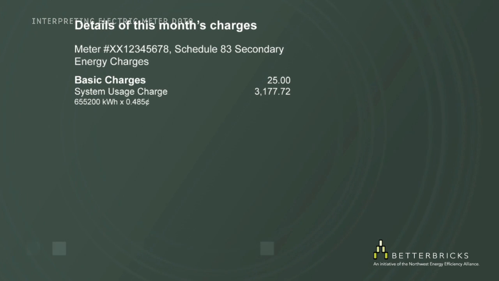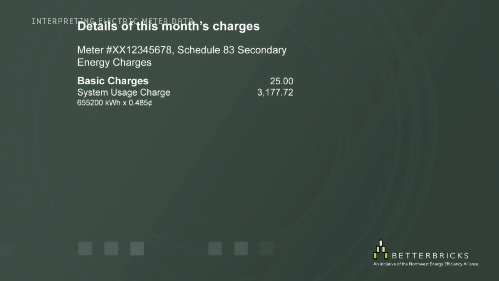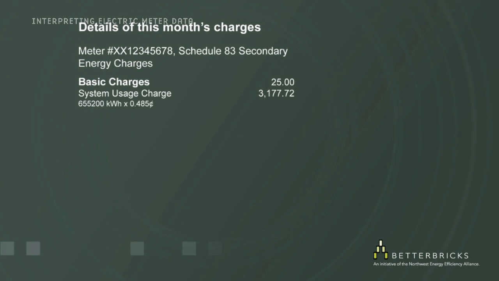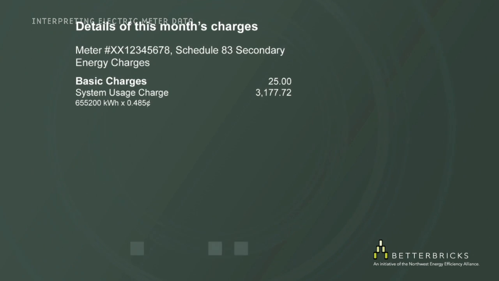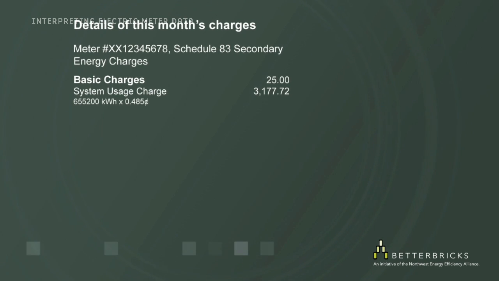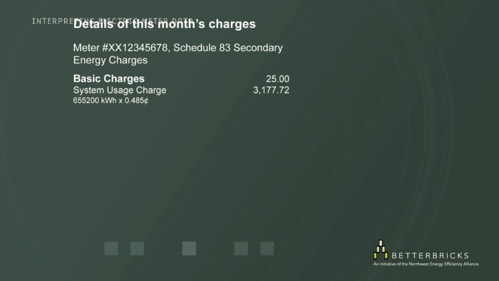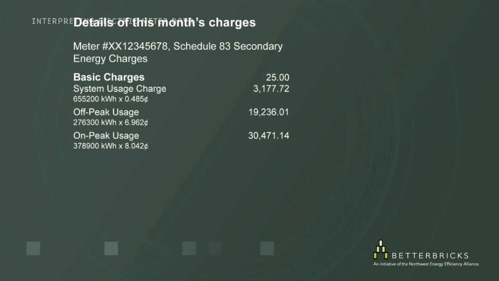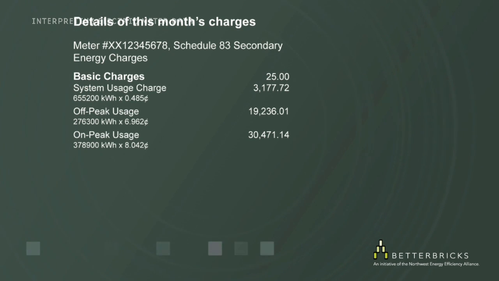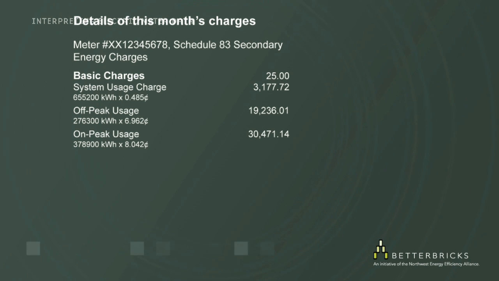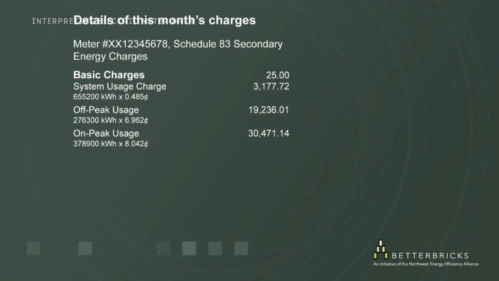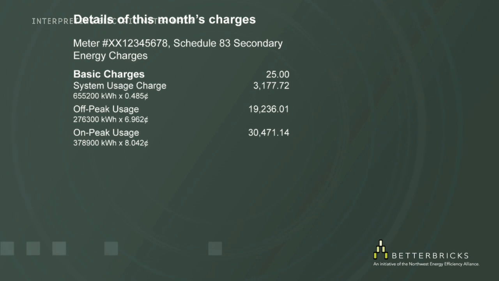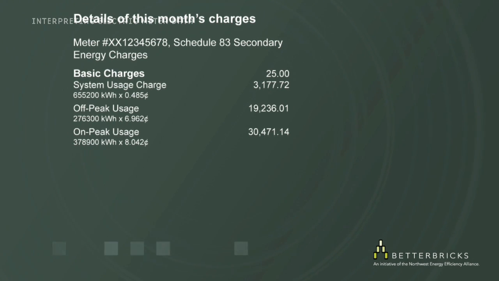So there's a system usage charge that's based on your total number of kilowatt hours used during that period of time. Now the system usage could be for the poles and wires, and different utilities will break those down in different areas. So there's the on-peak usage and an off-peak usage, and those are at different rates. The off-peak usage happens to be at 6.962 cents per kilowatt hour, and on-peak is 8.042 cents a kilowatt hour.